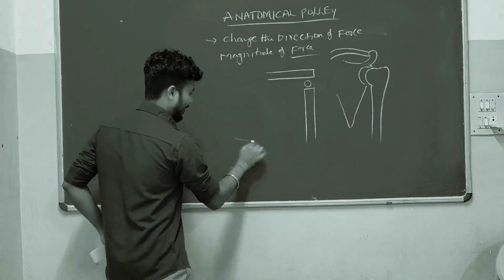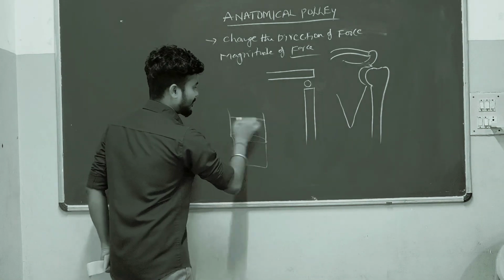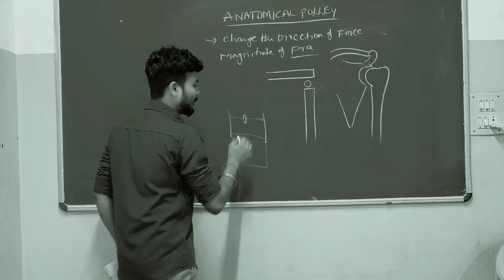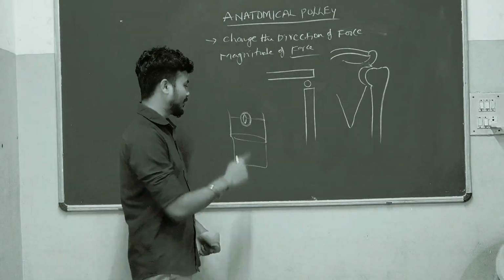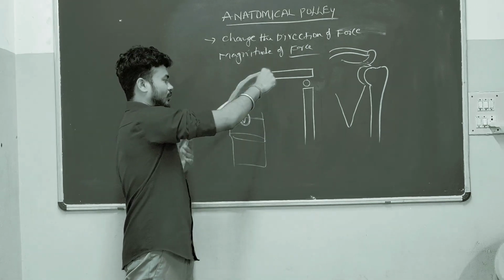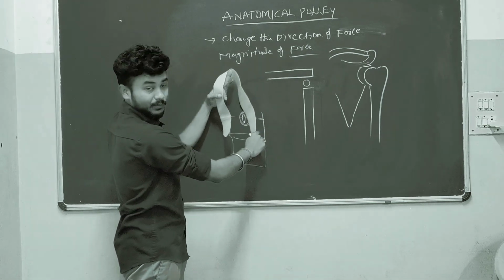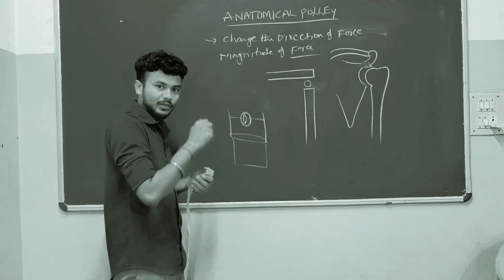Here one well is there. So here two sticks are there. Between these two sticks, we are going to keep one round object. This is the pulley. On top of that pulley, we are going to keep our thread.